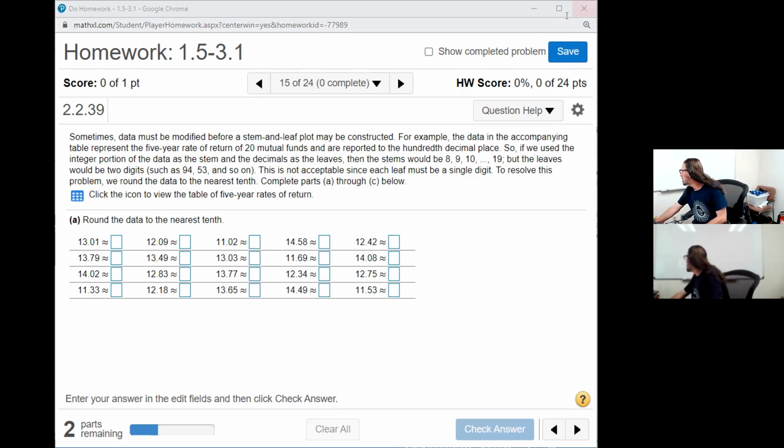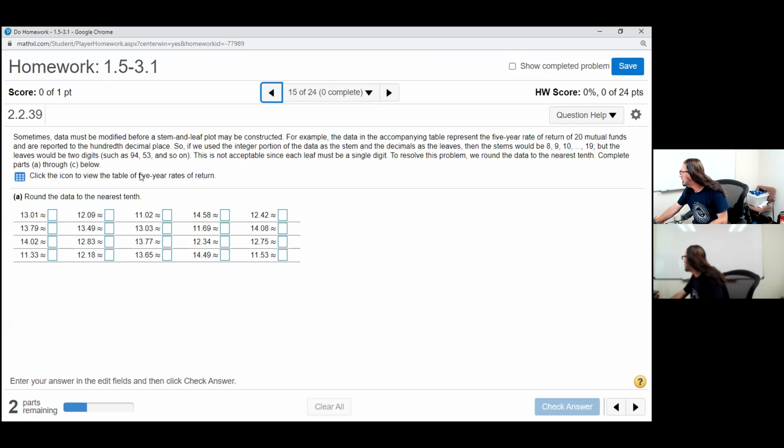So what we have here is information about the 5-year rate of return of 20 mutual funds. They reported to the hundredths place. And a stem and leaf plot always has a leaf. It's the leaf that's always one digit, whereas a stem would be everything in front of the place of that digit. So in this case, if we were to leave these in the hundredths place, then the leaf for that first score would be 1, and then we would see 13.0 as a stem.